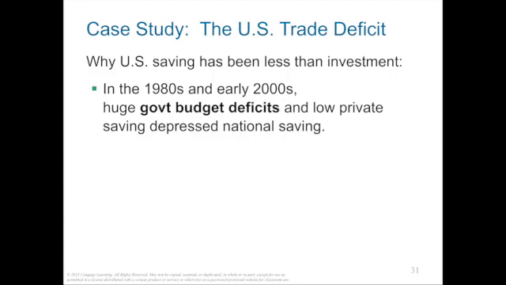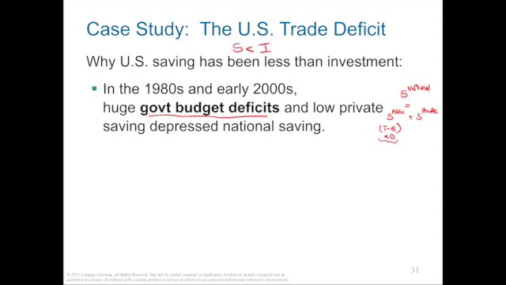Now, the question is why United States savings have been less than investment. Why is this the case? Well, in the 1980s and early 2000s, there was a huge government budget deficit and low private saving that depressed national savings. The reason has been twofold. We know that national savings is equal to public savings plus private savings. The government has experienced a lot of budget deficits. Budget deficit means that T minus G is negative, so actually we have negative public savings.